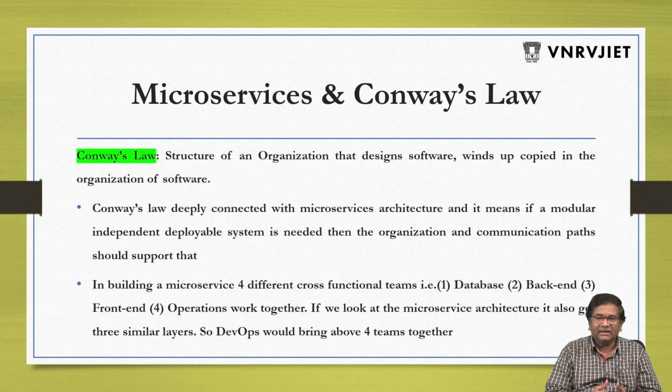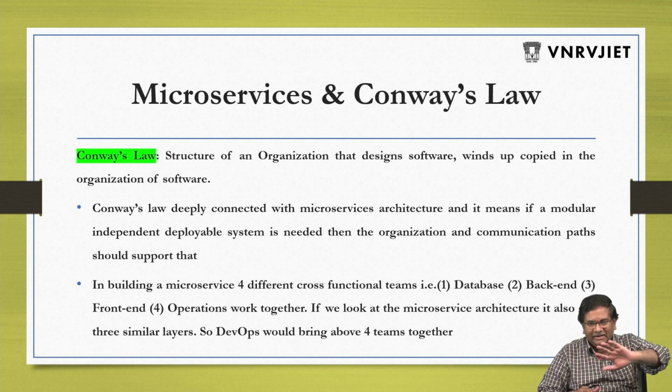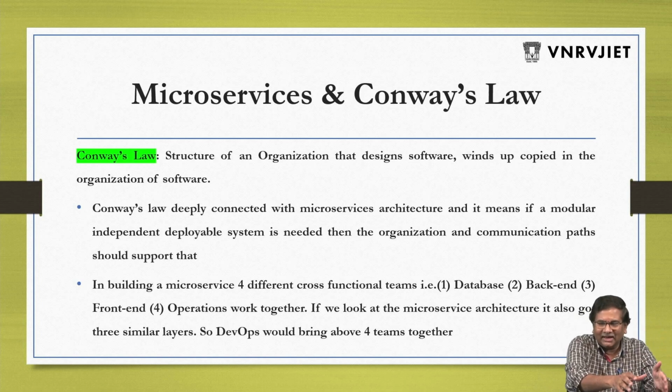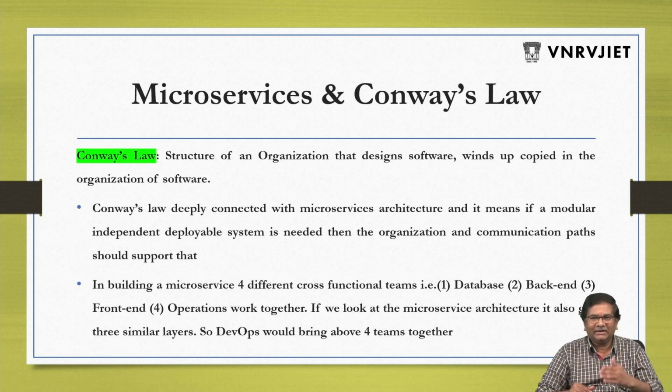So DevOps brings 4 teams together. If you are following DevOps, microservices really is the way to go, because when you develop a microservice, it shows your organization: database team, backend team. So how the teams are organized, the code is also organized that way. That's what Conway's law talks about.